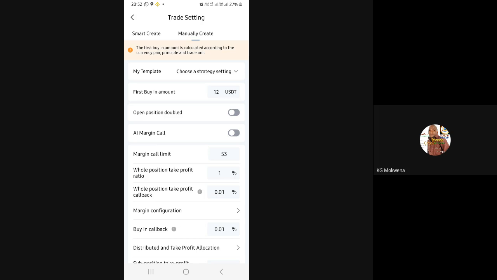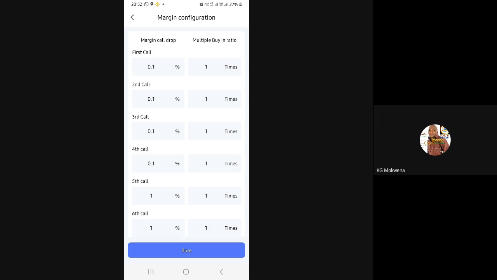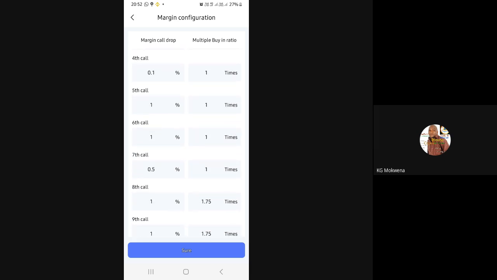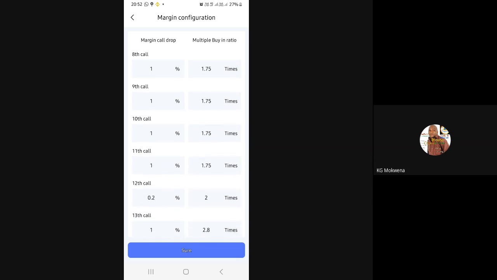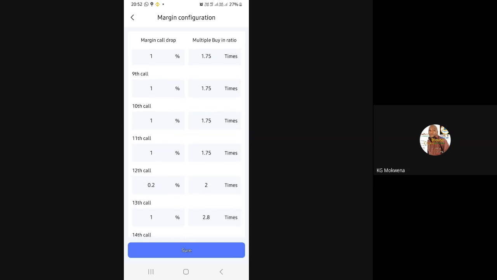And then you click on margin configuration, and then you place it. Go to number 13. I want to ask myself here. What is happening here, business partners?